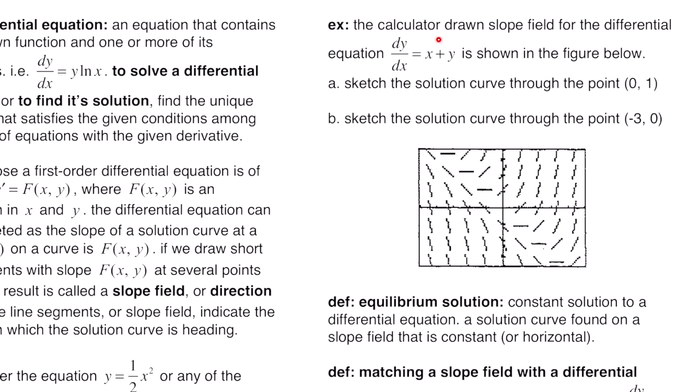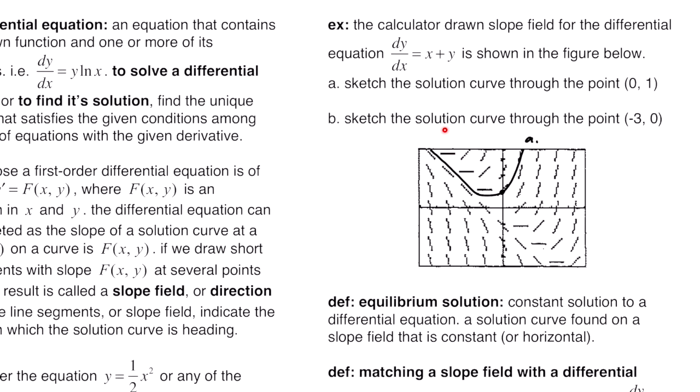This example says the calculator drawn slope field for the differential equation dy/dx equals x plus y is shown in the figure below. Part A, sketch the solution curve through the point (0, 1). So we're going to plot the point (0, 1). To the right, you can see that the slope field is kind of pushing the line up. And then to the left, we're going to flatten out right here, and then we'll coast along this asymptote.